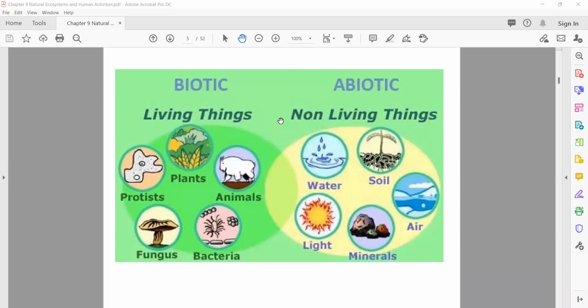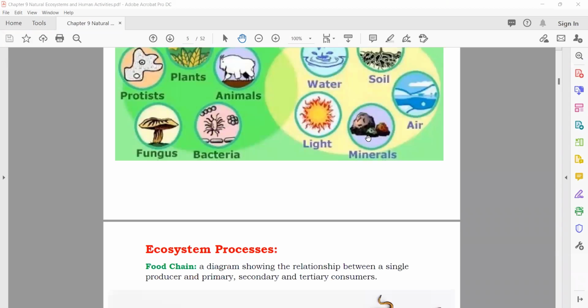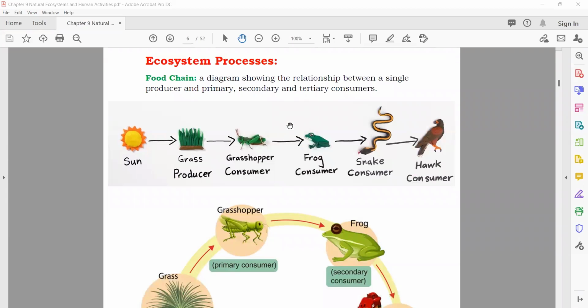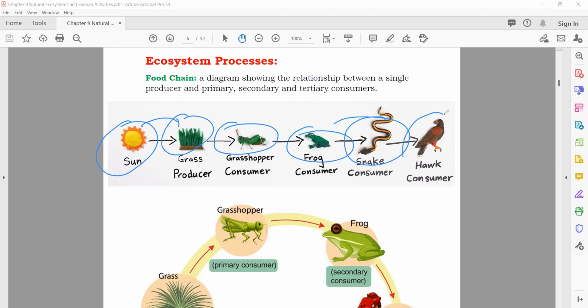Here they differentiate biotic and abiotic, you can say factors or components. Then you have ecosystem processes. Number one, the food chain. As I told you, the main source of energy is the sun. Then these are the producers, then primary consumers, secondary consumers, tertiary consumers, and the top level consumer. So this is known as a food chain.